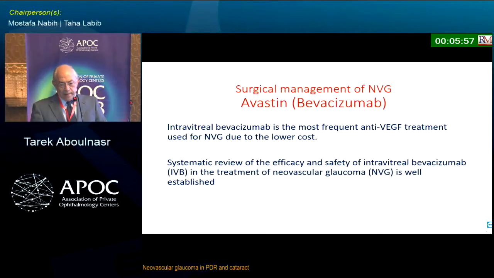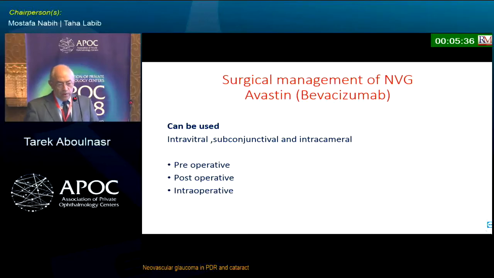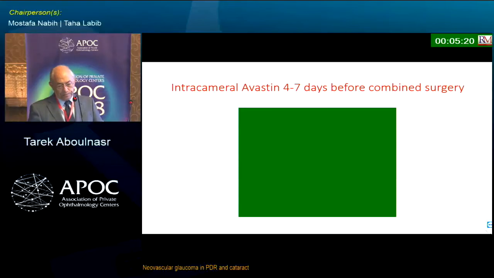Avastin, bevacizumab, the intravitreal bevacizumab is the most frequent anti-VEGF treatment used for the neovascular glaucoma due to the lower cost, of course, and the systemic review of the efficacy and efficiency of the intravitreal Avastin in the treatment of the neovascular glaucoma is well established. We can use the Avastin in the form of intravitreal injection, subconjunctival, and intracameral injection. And also we can use it preoperative or postoperative or intraoperative.